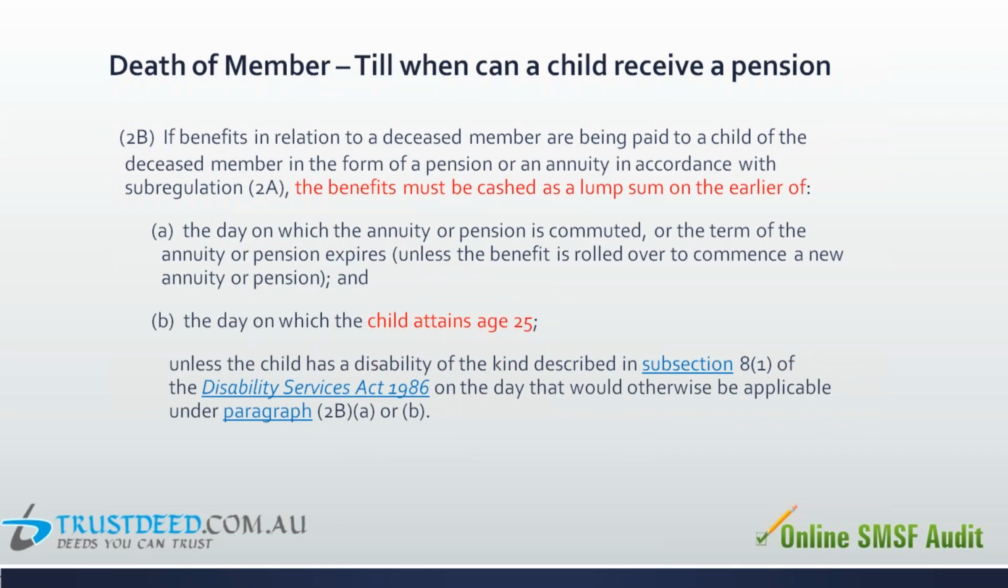Right, now when must the child pension cease? Basically at the age of 25, or if it is commuted earlier. I mean, if the child decides that I do not want to receive these payments anymore, we can cash those pensions, and the child can actually receive a lump sum if required, or if they choose to do so.